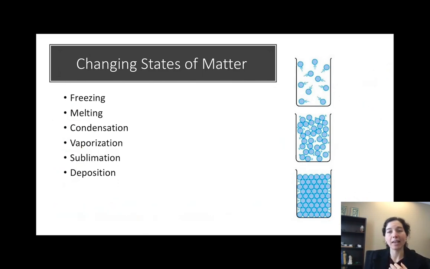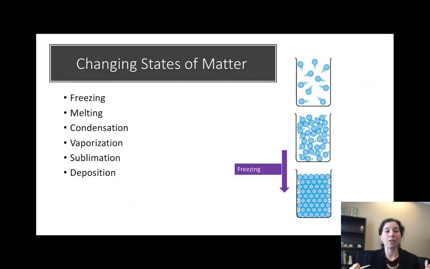Okay, so let's look at where all of these different processes are applied. So freezing is when we go from a liquid to a solid.